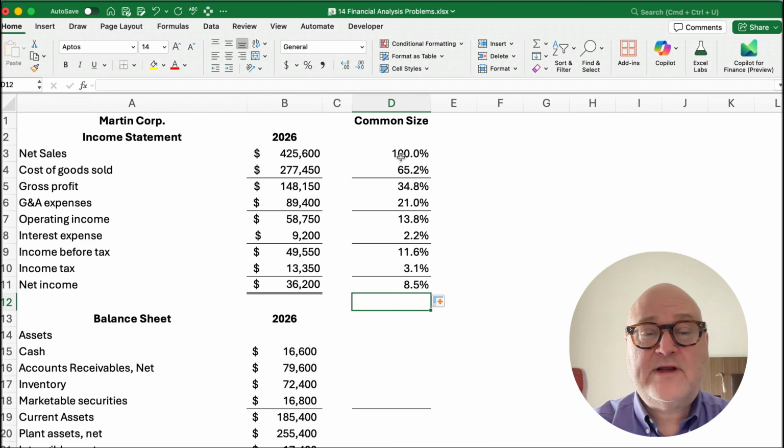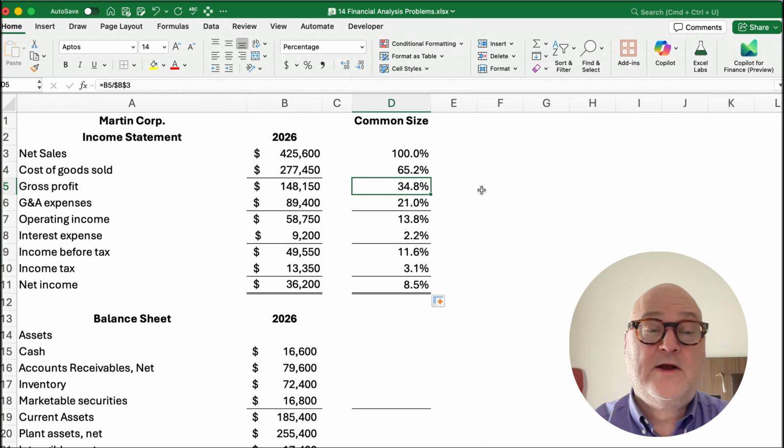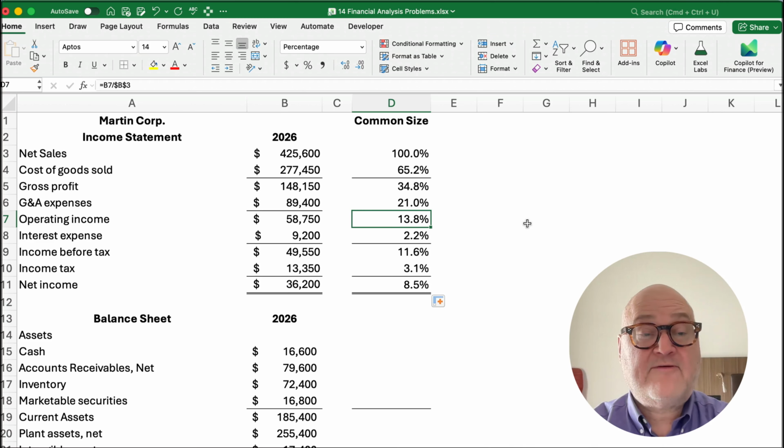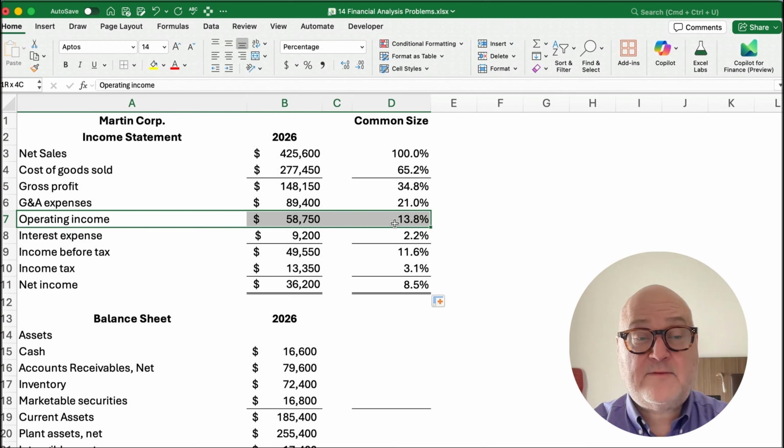So let's analyze this. What does this mean? Well, for every $1 of sales, it costs us 65 cents, cost of goods sold. We generate a profit of about 35 cents. Our gross profit is 34.8%. Our general and administrative expenses are 21 cents or 21%. And so therefore we have an operating income of almost 14%, 13.8. This is our operating profit margin.